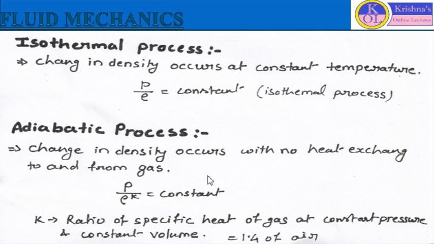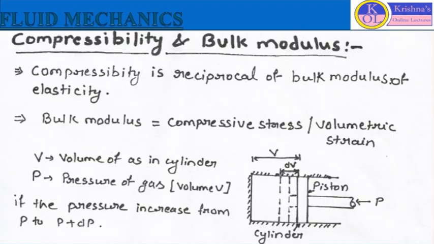This adiabatic process we can define by this equation: P by rho to the power k equals constant, where k is the ratio of specific heats of gas at constant pressure and constant volume, Cp and Cv. And this value for air is 1.4.